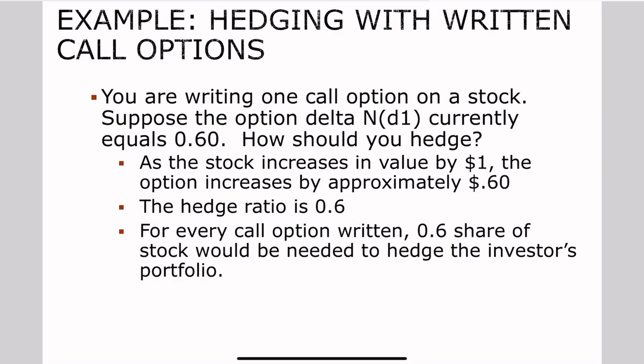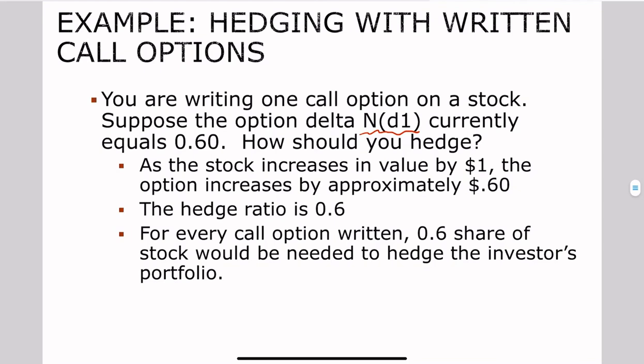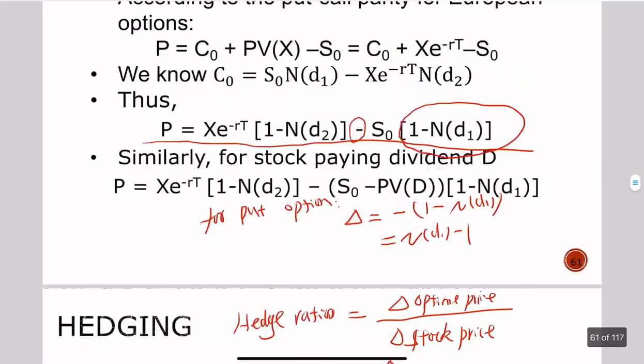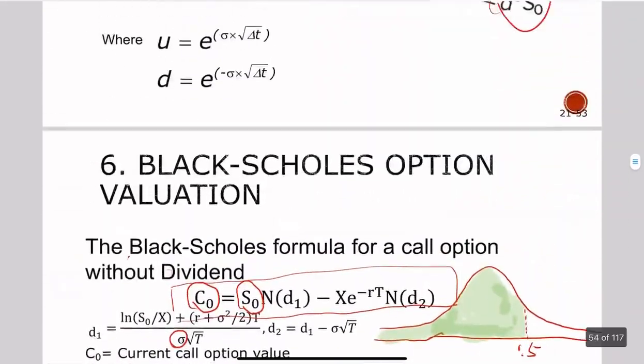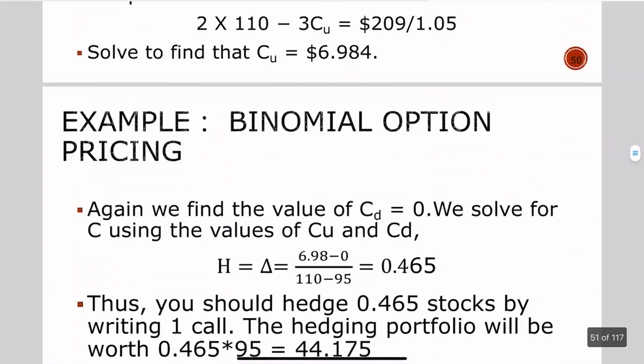Now suppose the option delta, that is N(d1), equals 0.6. How should you hedge? That is, how many stocks should you buy to hedge against your short position in the call option? Well, this one is actually similar to the previous example, right? So let's maybe review the previous example.